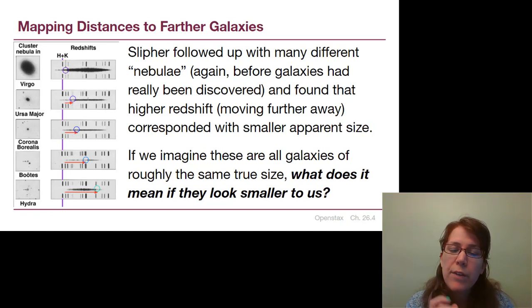Now remember, if all of these galaxies are roughly the same size, what would it mean if they look smaller? That's exactly right. It's farther away from us. So a smaller looking object is farther away. And so what we're finding here is that the farther and farther away galaxies are, the faster and faster they appear to be moving away from us.